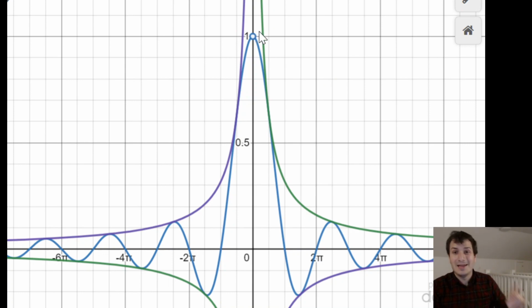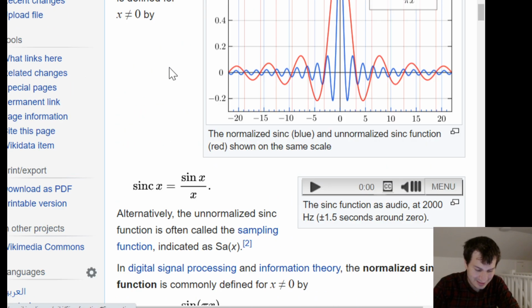And that is what this section is about: doing the limit as x goes to 0 of this funny function. I will say one other thing. This function has a cool name. It's called the sinc function.